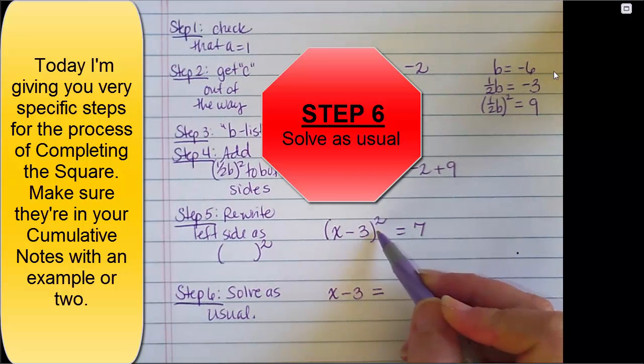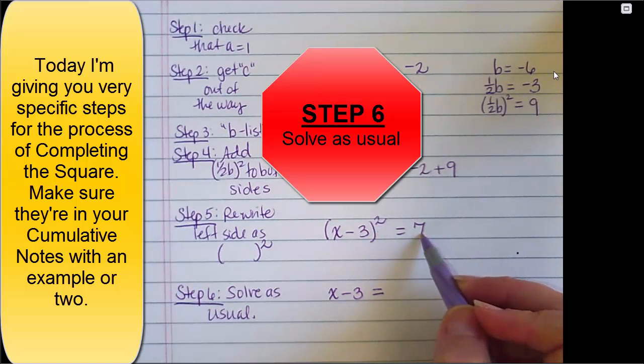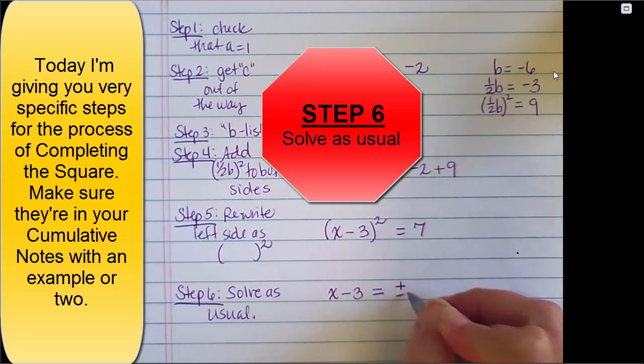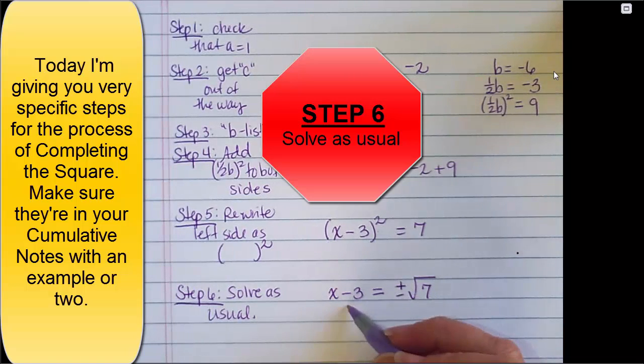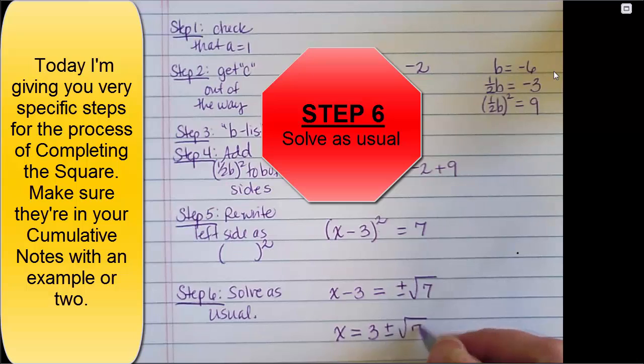And because I'm square rooting this side, I also need to square root this side. So it's the plus or minus square root of 7. And now we just get x alone by adding 3 to both sides. So here x is 3 plus or minus the square root of 7.